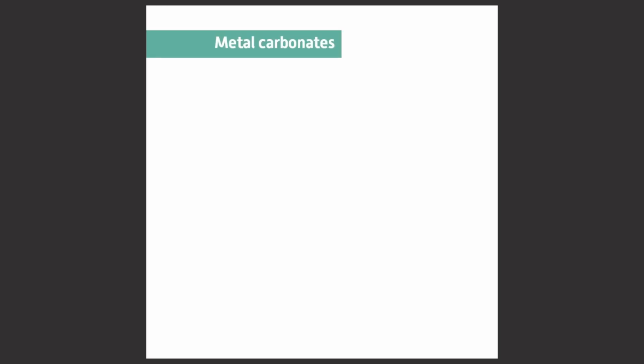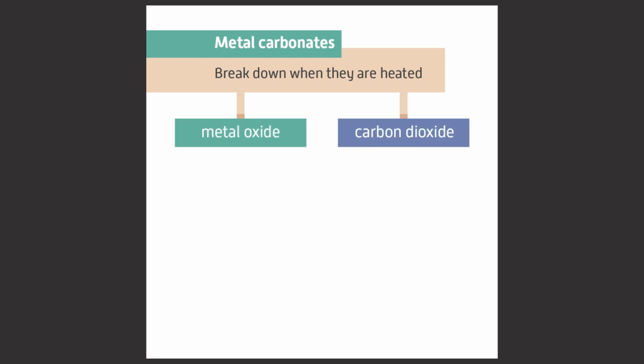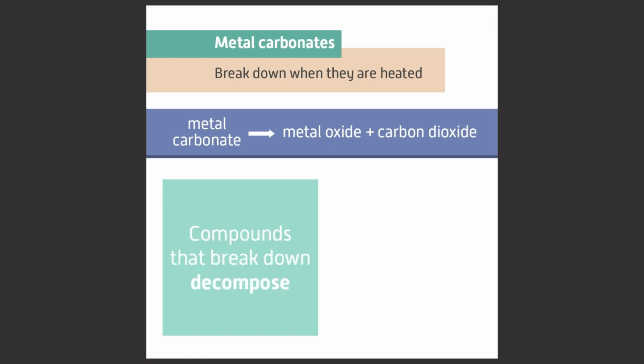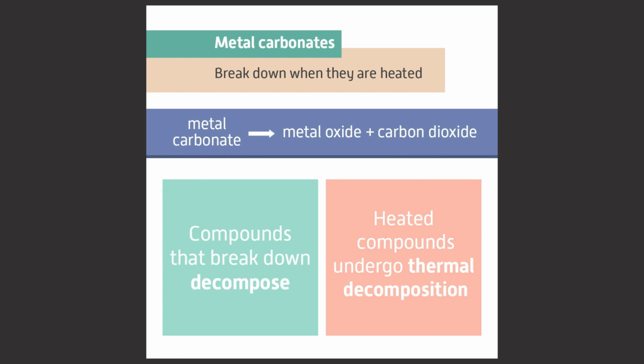Some metal carbonates break down when they are heated. They form a metal oxide and carbon dioxide. The general word equation for the reaction is metal carbonate gives metal oxide plus carbon dioxide. Compounds that break down are said to decompose. Compounds that break down when they are heated undergo thermal decomposition.